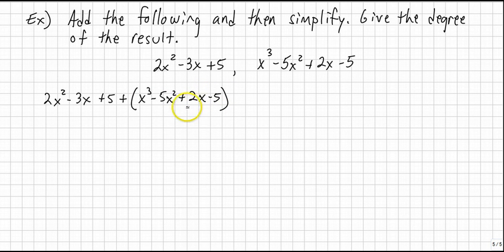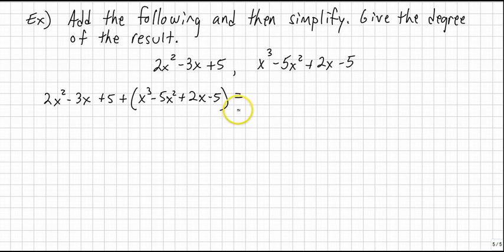I put the second polynomial in parentheses again, but this time, since I'm adding them, there's just a positive 1 out in front of the parentheses. So when I distribute a positive 1, it doesn't really change anything. So when you add polynomials, the parentheses are optional. Without them, you would get the same result. So we're going to do the same thing we just did.